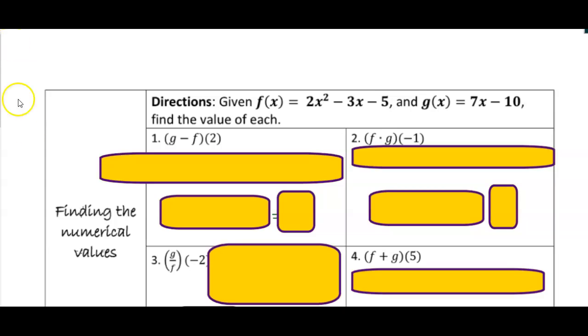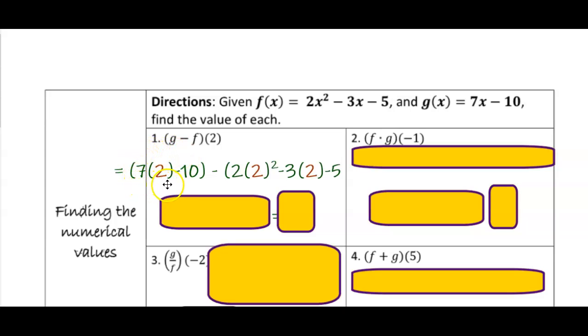All right, moving along. The second type of problem you might see with operations is finding the numerical value. Now if you notice, you're still given an f of x and a g of x, so you have your functions. But now, instead of g minus f of x, it's g minus f of 2. So what that means is everywhere you see an x, you're going to plug in the value of 2. So g minus f of 2 is basically g of 2 minus f of 2.